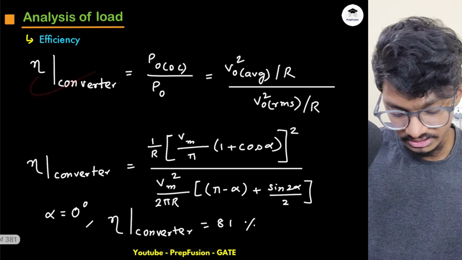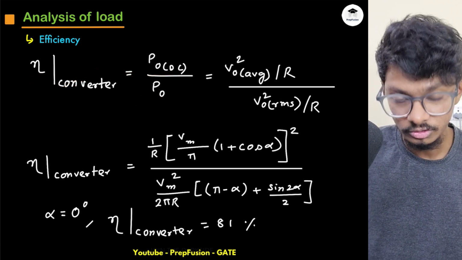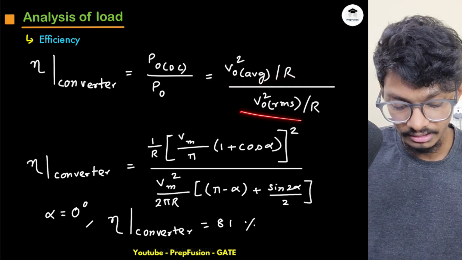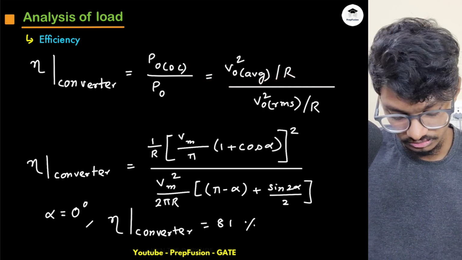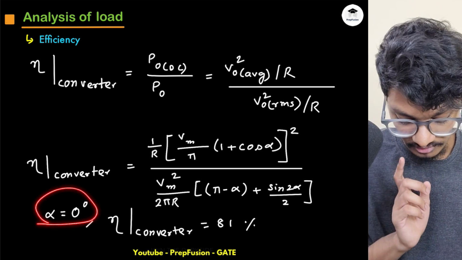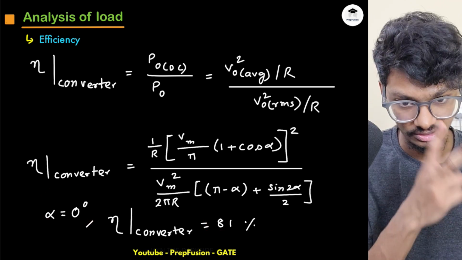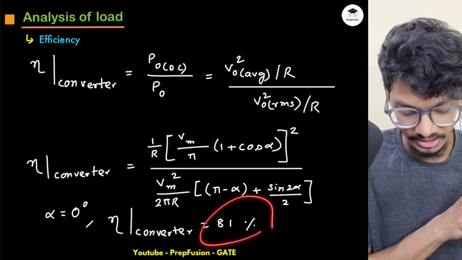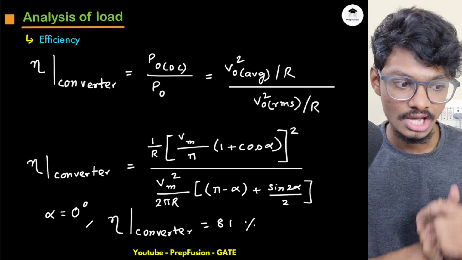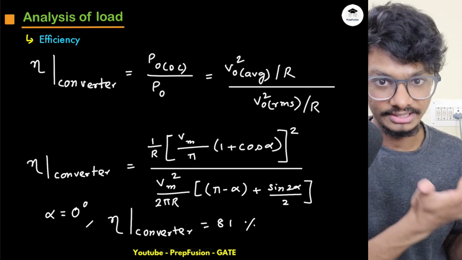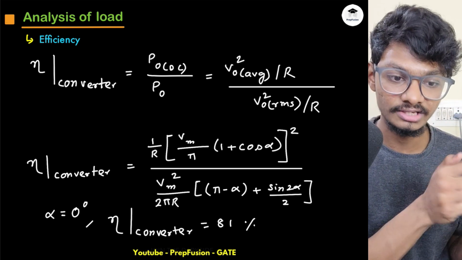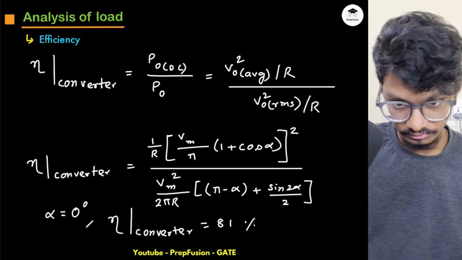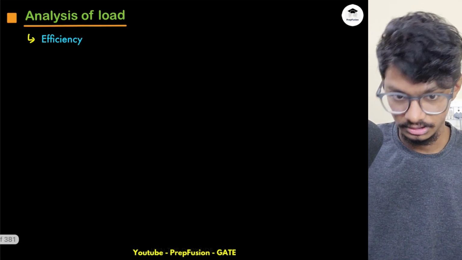And the efficiency of the converter is again PO DC upon PO, and it will be VO average squared by R divided by VO RMS squared by R, and you can compute all this. If you put alpha equal to 0, you will observe you are getting twice the efficiency. Previously you were getting 40.5%, now you are getting 81% efficiency, much better. Because your VO and IO both have increased, VO RMS and IO RMS both have increased by root 2. So overall the power increased by twice.